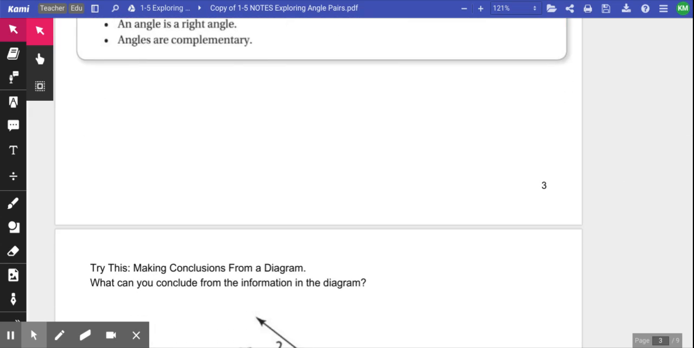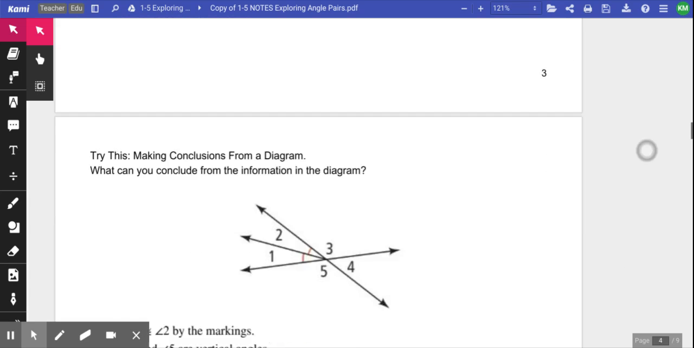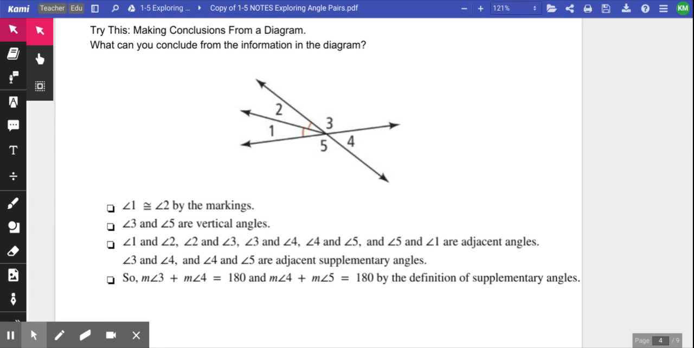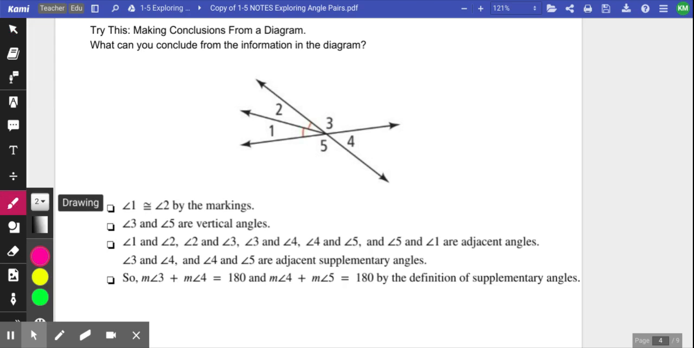So with that being said, we can take a look at this diagram and answer some questions. Are angle 1 and angle 2 congruent by the marking? I look at angle 1 and angle 2. They have those arc marks, so yes, that's true. Angles 3 and 5 are vertical angles. Remember, vertical angles are formed by straight lines. They don't need to be marked in order to be vertical, and they are, so that's true.